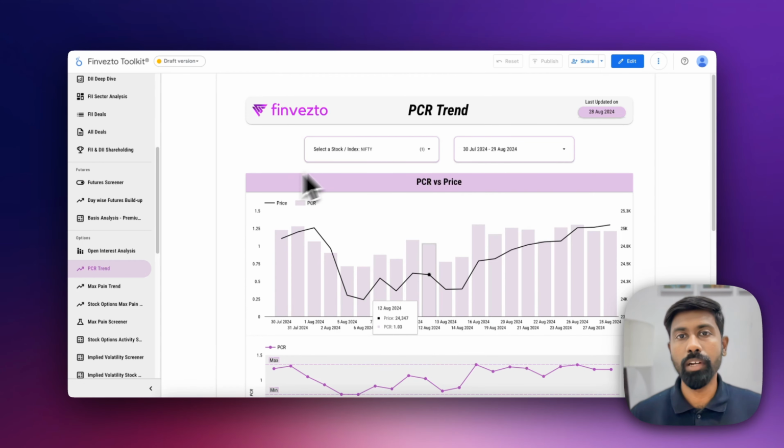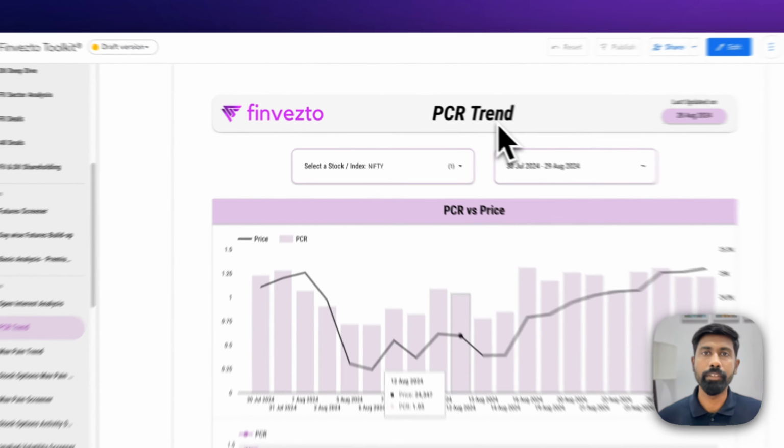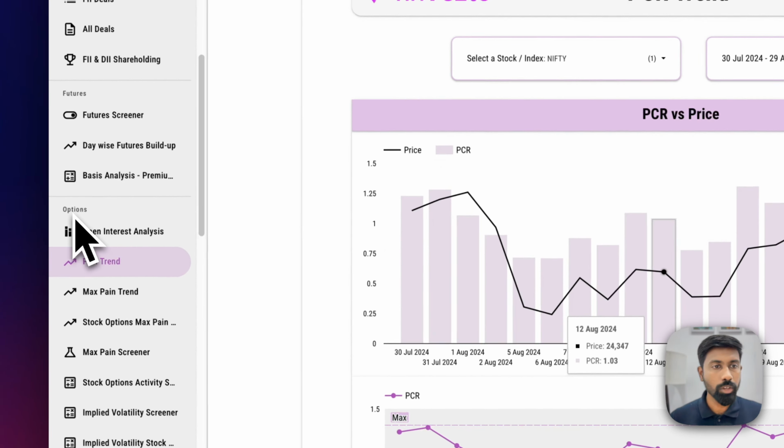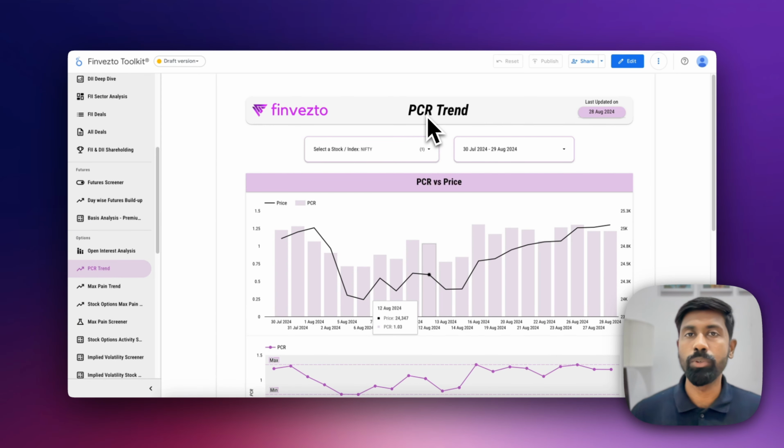In this video, we'll look at the PCR Trend tab of Finvezto Toolkit. You'll find it under the options section here. It will be the second tab. PCR Trend is mainly used to identify whether a stock is trading in bullish sentiment or in bearish sentiment.